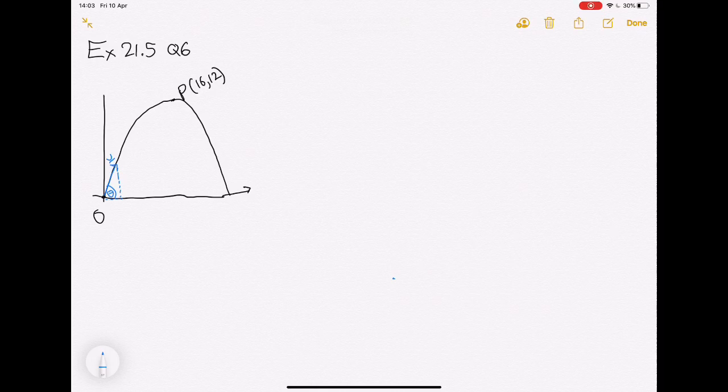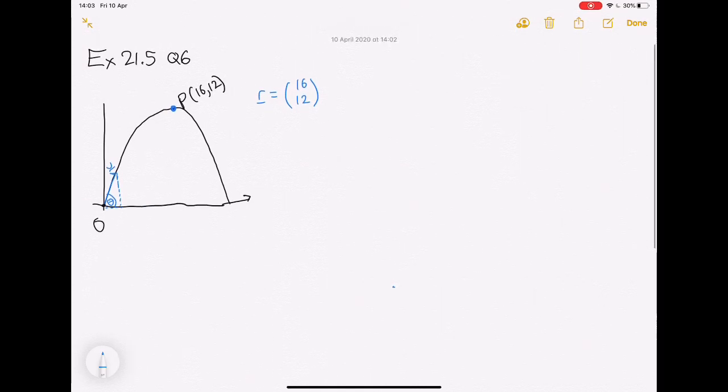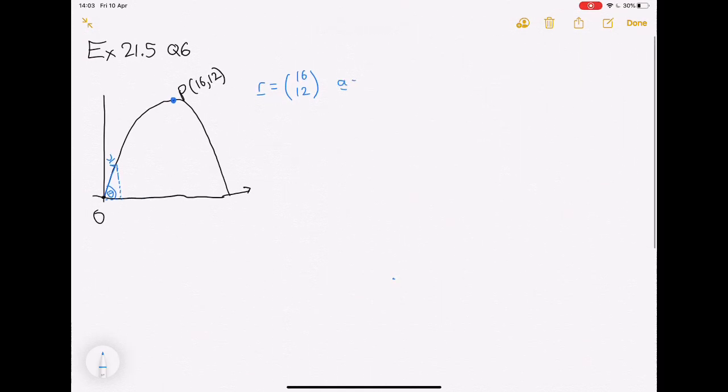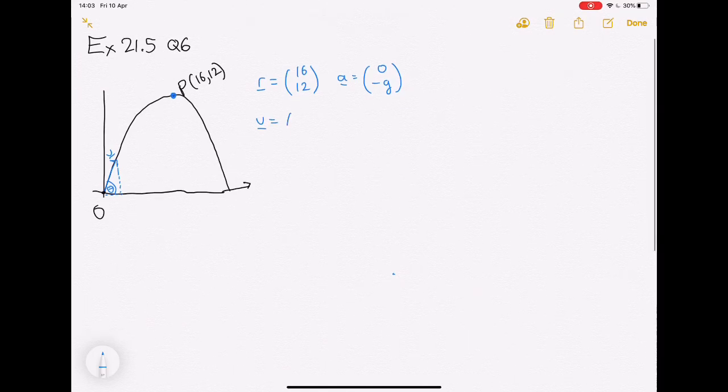Okay, so let's think about what we know. At this point P, we know the displacement r is equal to (16, 12). We know the acceleration, which is constant and only due to gravity, so it's (0, minus g). What we don't know is the initial velocity u, but if we split this into components, the horizontal component is u cos theta, and the vertical component is u sine theta.